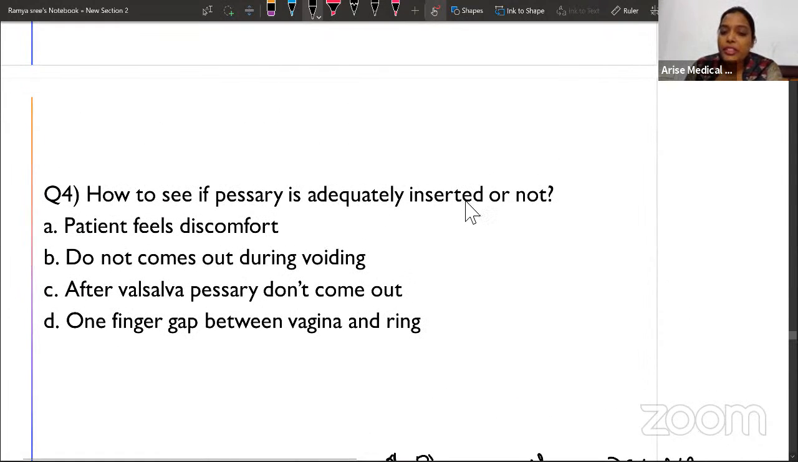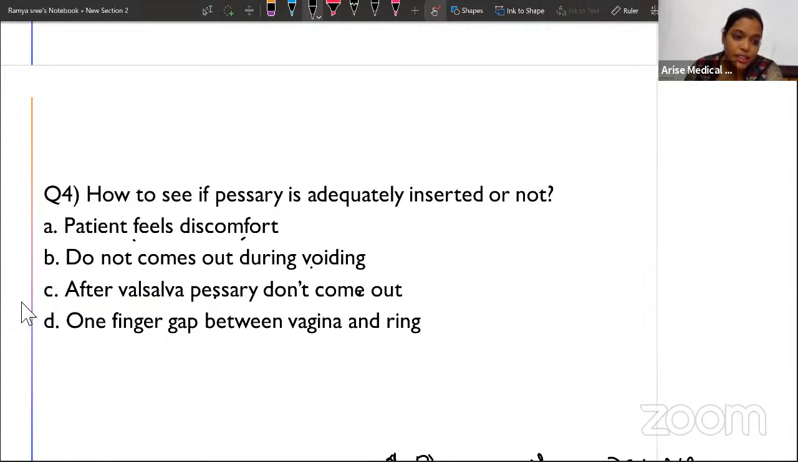So how to see if the pessary is adequately inserted or not? Patient feels discomfort. No. Does not come out during voiding. No. After Valsalva, pessary doesn't come out. So the answer here is C. After the Valsalva also, if the pessary doesn't come out, it means you have inserted a correct size.